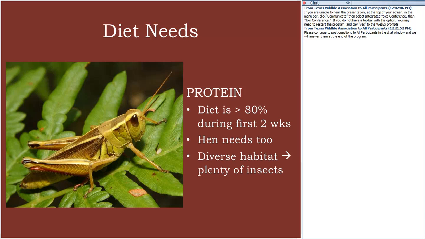Now, as we said, the hen also has vastly increased protein needs as well, so having a high density of insects out there in the habitat benefits her too. Now, the good news is that if you are trying to foster good, diverse quail habitat, and if you have adequate vegetation out there, then the insects are going to come to you. You really don't have to do anything extra. They're going to show up if the habitat quality is where it needs to be.